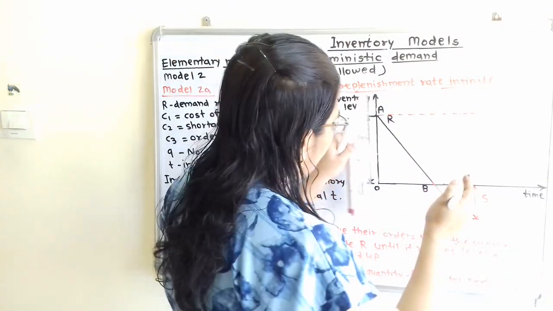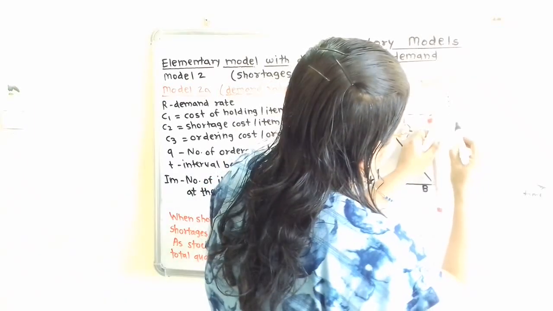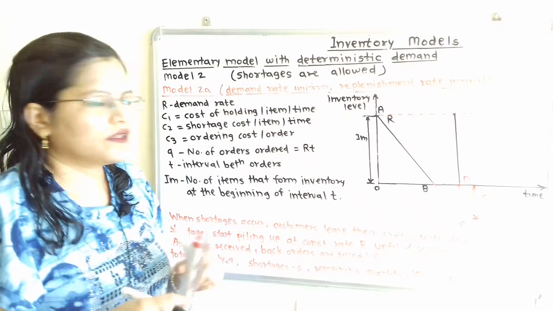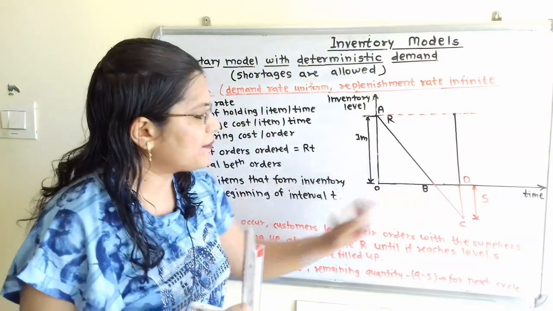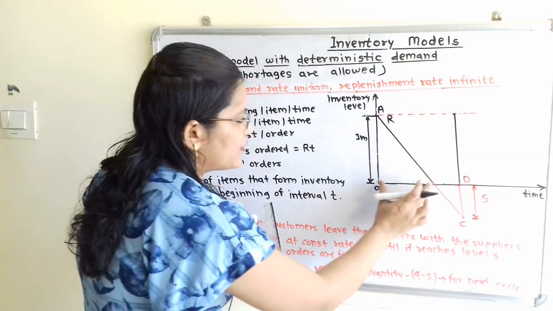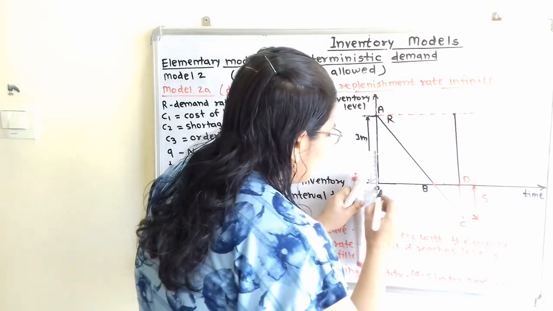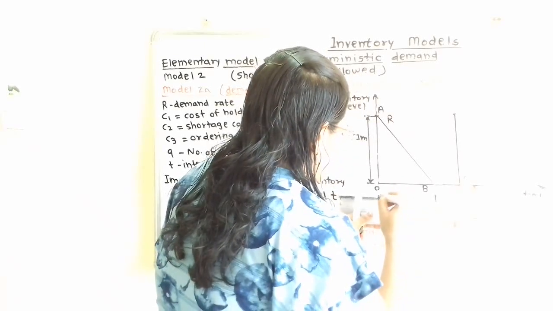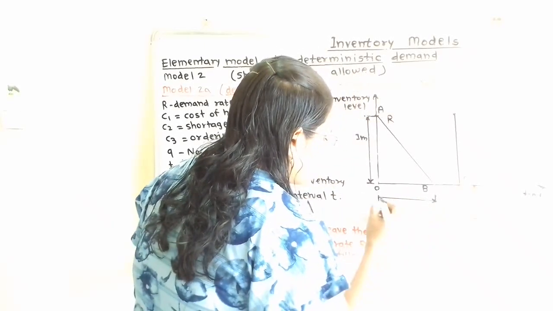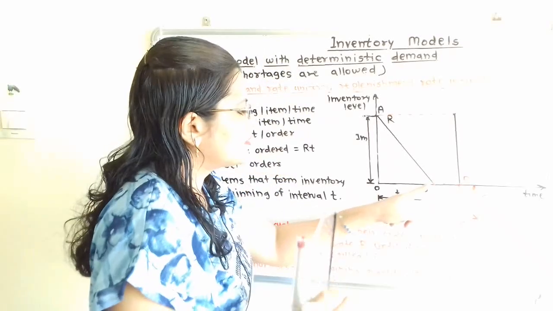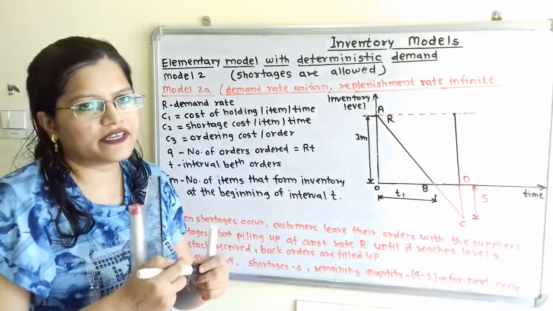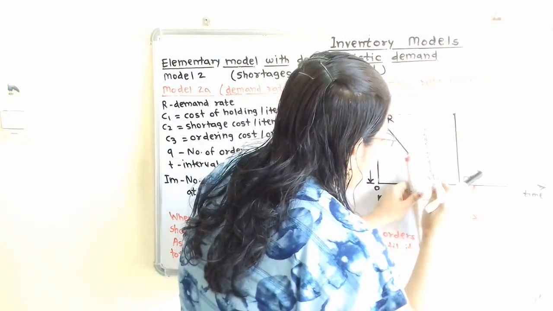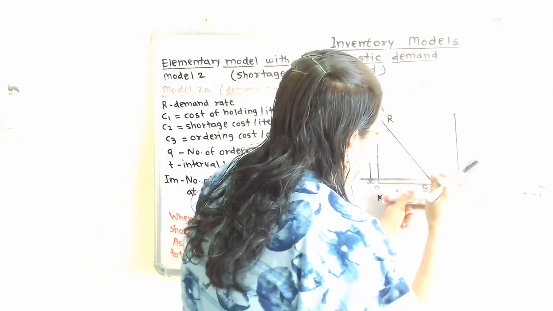So I will show with the help of black marker. So here is the label. Now we will show the time interval. Here from this point O to B, there is time interval T1. And at this point B, within this time interval, inventory becomes zero. And then after point B, shortages occur. So from this point B to D, there is time interval T2.